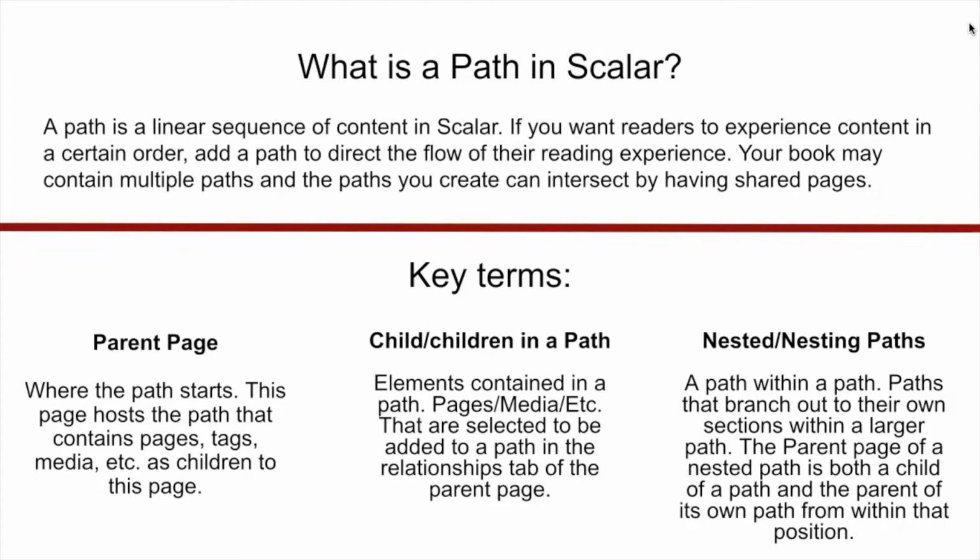Next, a page can be a child, or you can have children of a path, and these are the elements contained within a path. Again, these can be pages, media, tags, and so on that are selected to be added to a path in the Relationships tab of the parent page. Finally, there's nested or nesting paths. These are simply a path within a path, paths that branch out to their own sections within a larger path. The parent page of a nested path is both the child of a path and the parent of its own path from within that position.